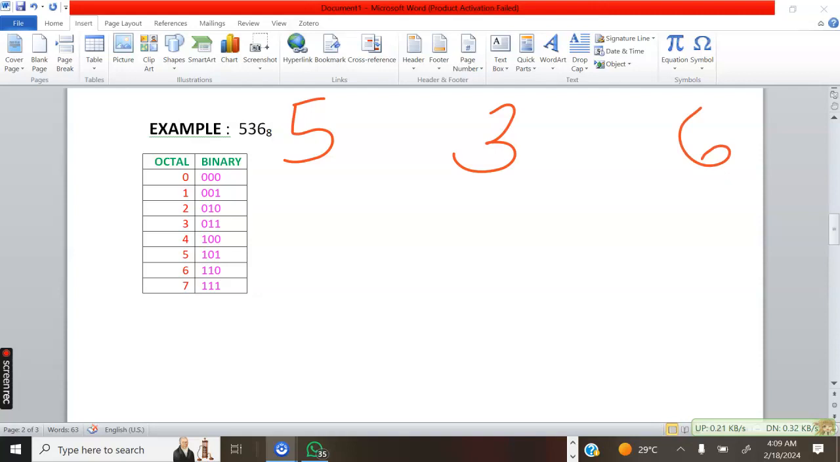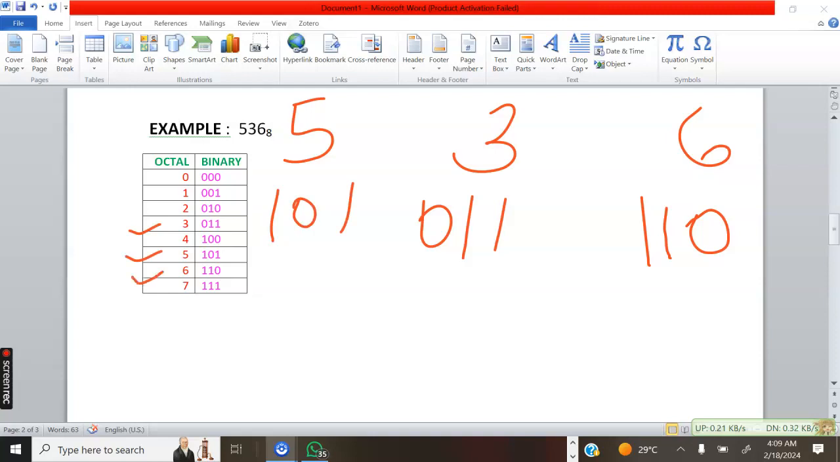So from the table, you can see that the value for 6, it's supposed to be 110. While for the 3, it's 011. While for the 5, as you can see, it's supposed to be 101. This one, we have this one, and we have this one.